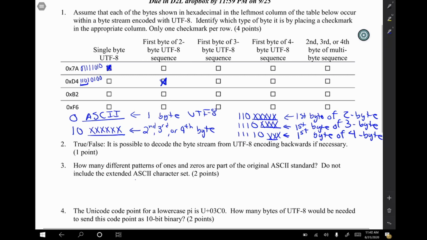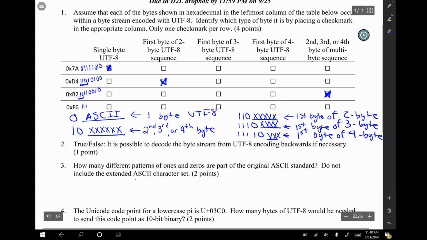B2. B in hexadecimal is 1011 in binary, and 2 is 0010. Once again, we only needed to decode enough bits in order to know what the starting pattern was, and you'll see that this starting pattern starts with 10, which means it is the second, third, or fourth byte of a multi-byte sequence. Then this last one, F6.